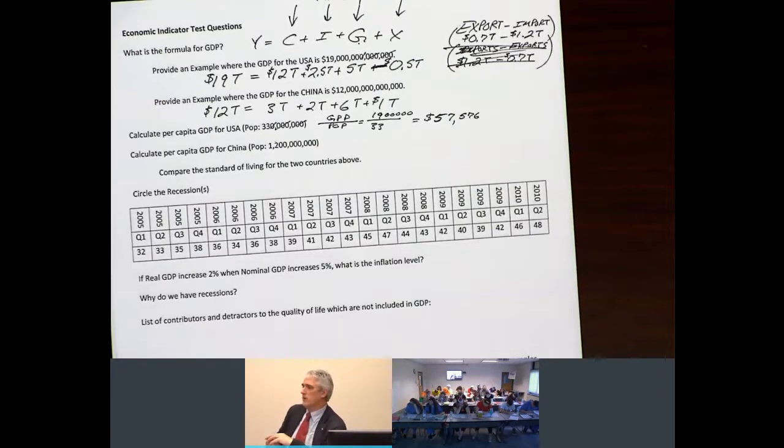I will accompany your calculations with some mood music. I call this per capita GDP.